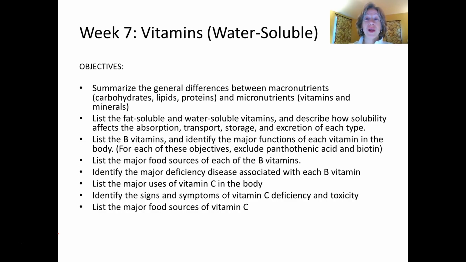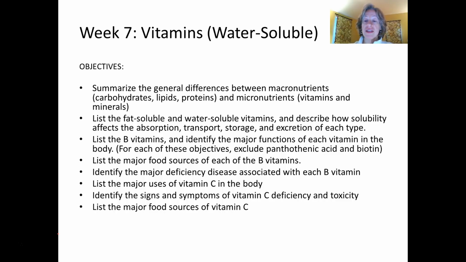B12 is interesting as well because you only find it in meat. You only find it in animal-based foods. You do not find B12 in plant-based foods, and this is a problem for vegetarians and strict vegans who restrict all animal products in their diet. So be aware of that. Folate, besides being in fortified grain products, you also find in foliage, green leafy things. Okay, so those are the major sources of each of the B vitamins.